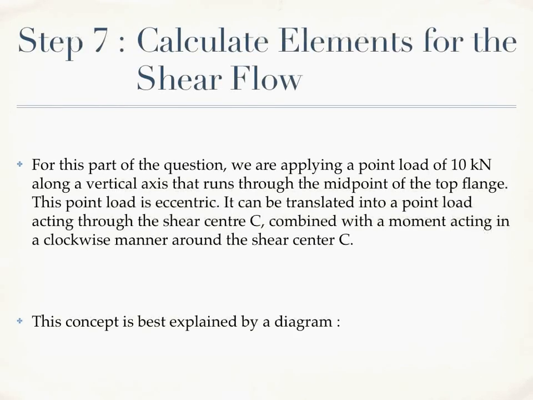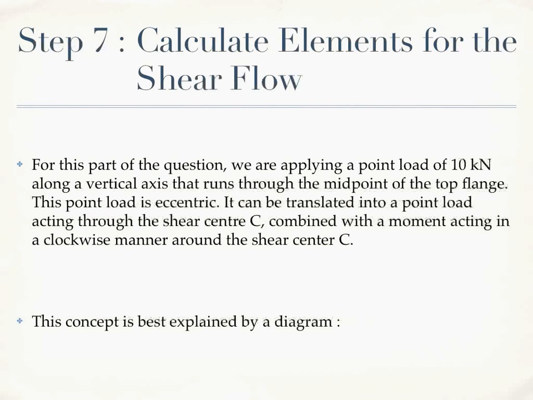Now, for this next part of the question, we need to calculate elements we're going to need for the shear flow. If we look at the situation we're given, we have a point load of 10 kilonewtons that's acting along a vertical axis that doesn't run through the shear center C. It runs somewhere along the top flange.